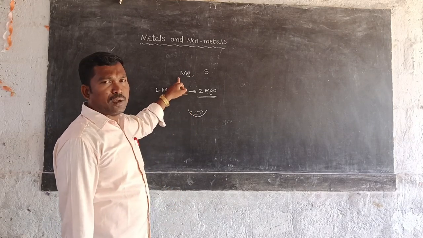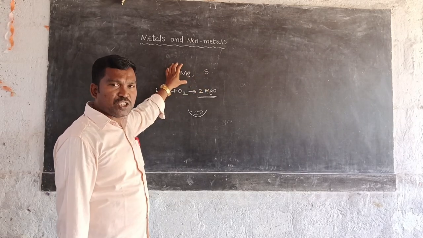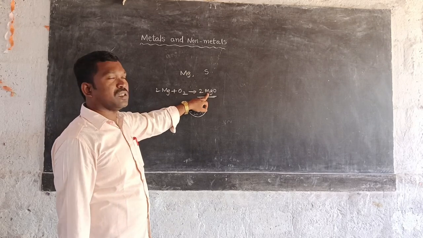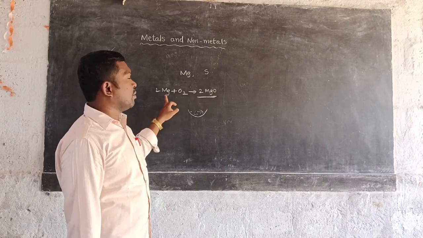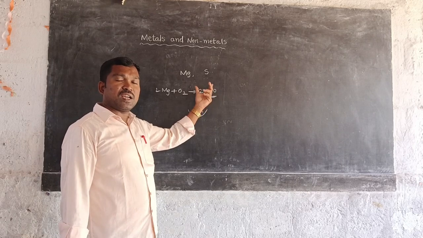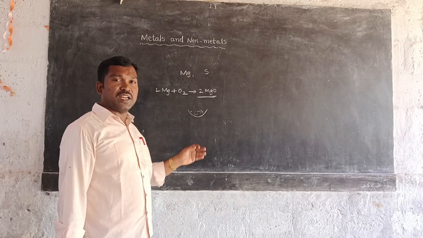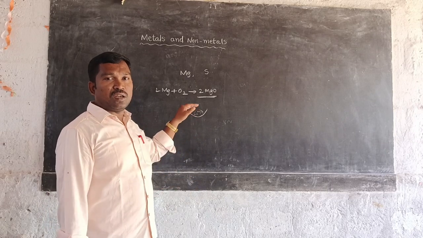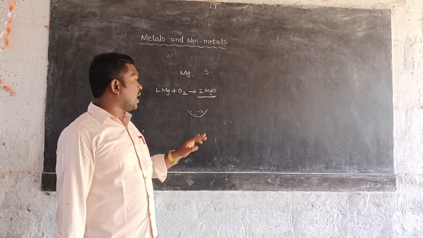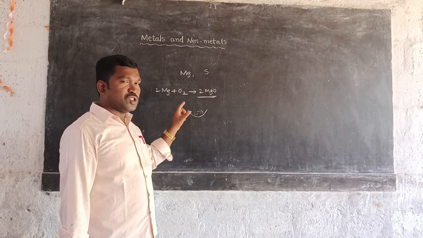First collect magnesium ribbon and sulfur powder. Burn the magnesium ribbon and collect the ash. When magnesium ribbon burns in the presence of oxygen, white colored magnesium oxide ash is produced. Now collect this ash in a china dish. Add some water to the magnesium oxide and test the solution.